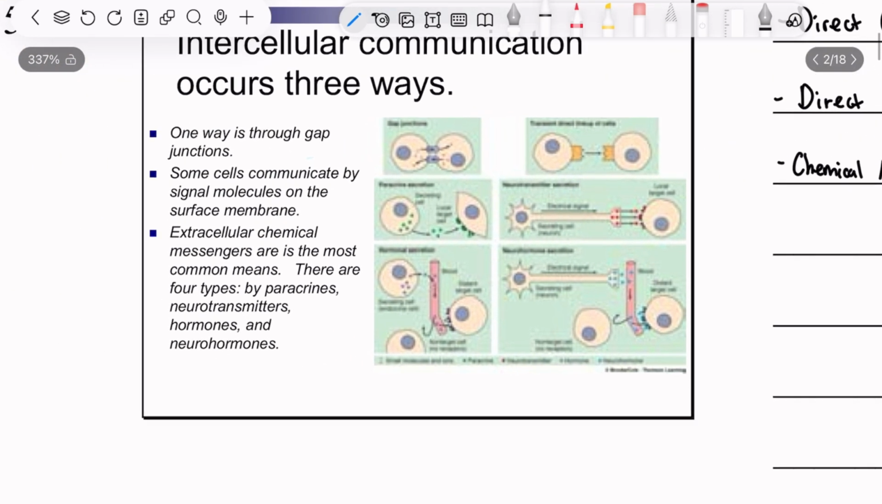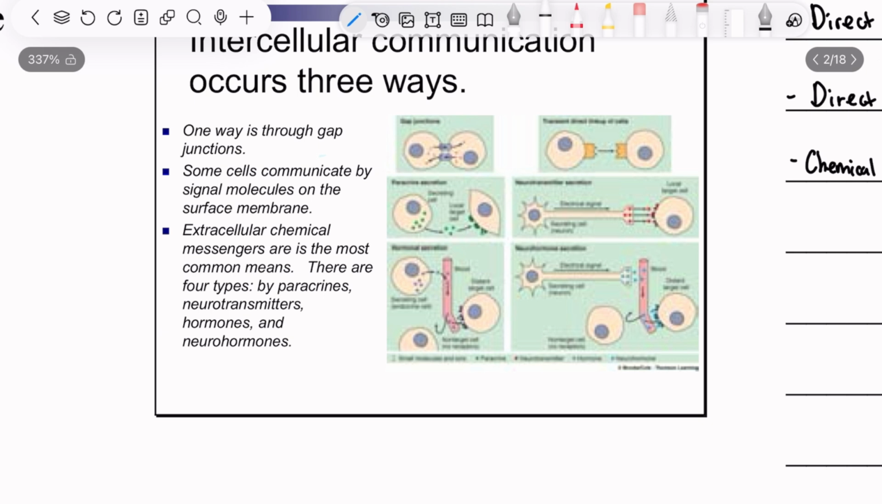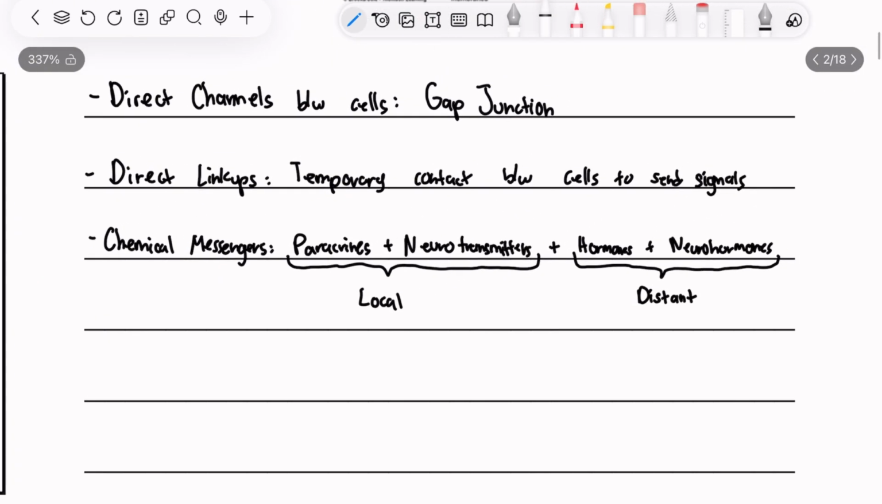Then finally, we have extracellular chemical messengers, which is the most common means. There are four types, which are paracrines, neurotransmitters, hormones, and neurohormones. With paracrines and neurotransmitters, it is local, whereas hormones and neurohormones are distant. By local, it means that the signal affects nearby cells. And with distant, it means that the signals travel far away from where they are made, and they often have to travel through the bloodstream.